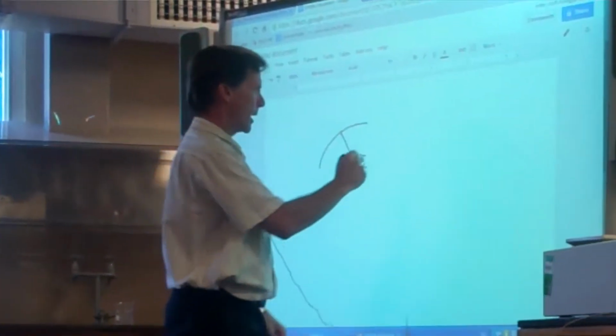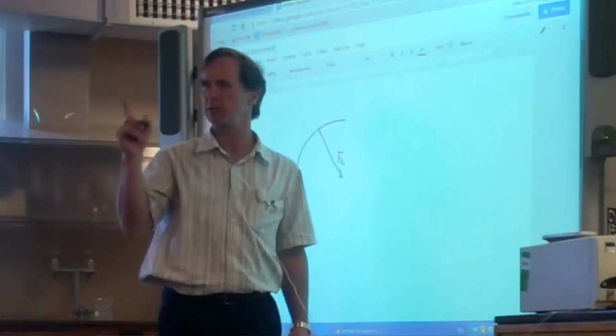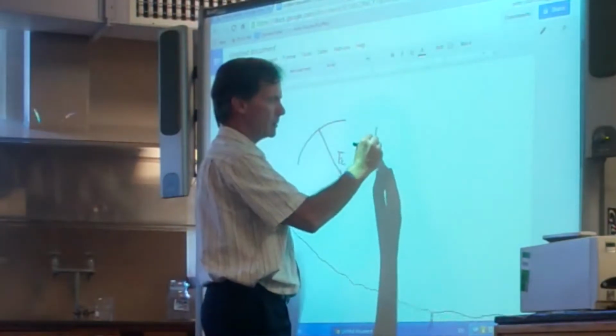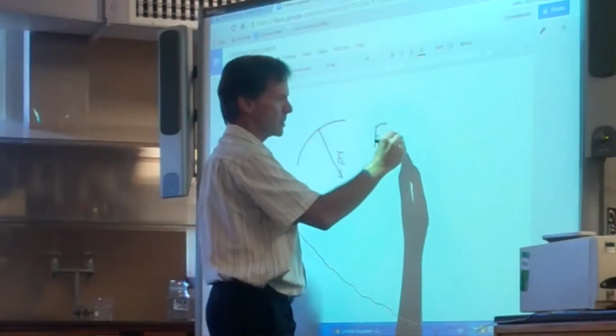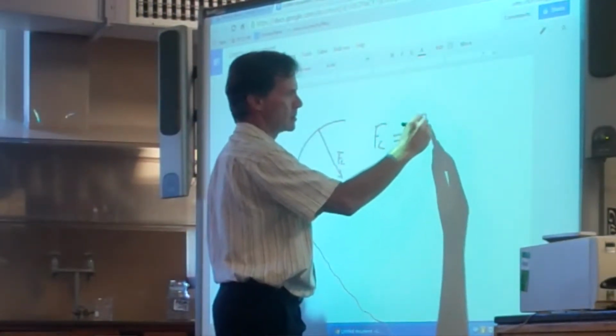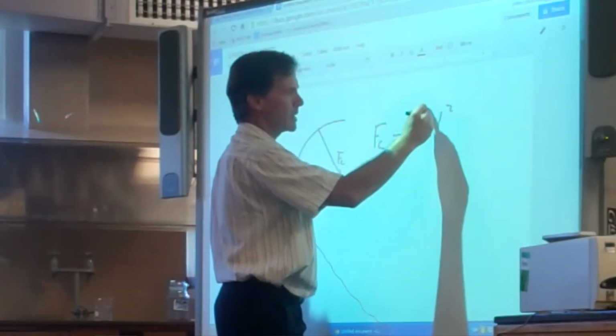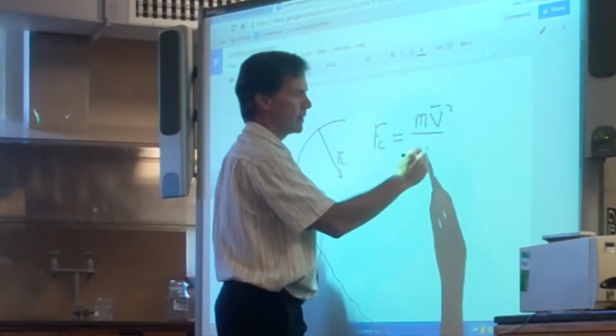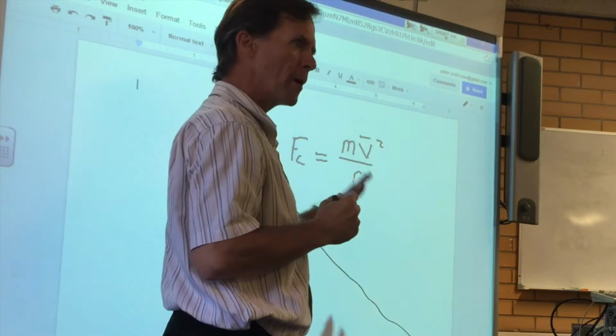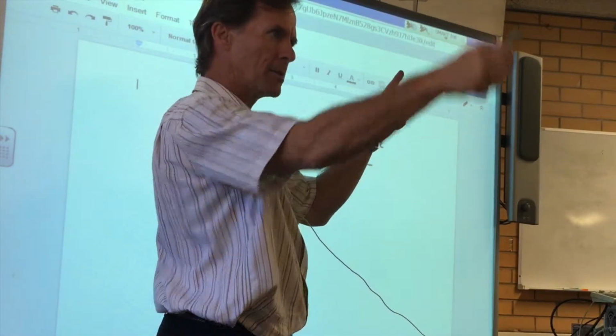Why do we call something centripetal? Because of this formula. Sorry, I've got a lot of questions, I'll come back to those. This formula, the centripetal force equals the mass times the instantaneous velocity squared over the radius, will work for anything that's going in circular motion.